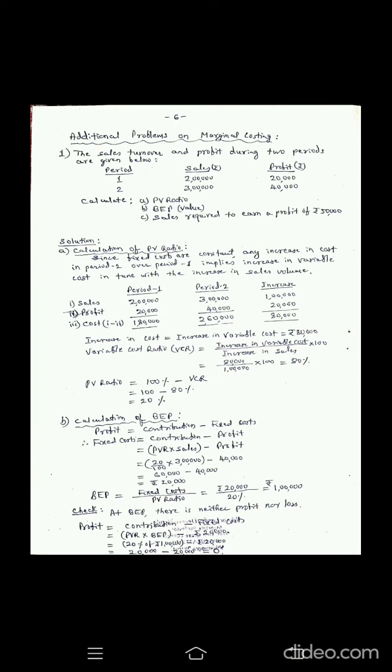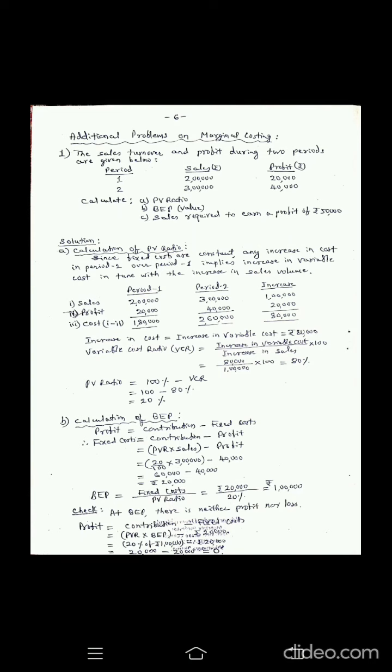Now, on the basis of variable cost, we can find out VCR, variable cost ratio. Increase in variable cost divided by increase in sales into 100. Therefore, 80,000 divided by 1 lakh into 100, 80%. So, VCR is 80%. We know that the aggregate of VCR and PVR will be 100%. So, PV ratio is equal to 100% minus VCR, which is 20%. In this way, PV ratio is calculated.